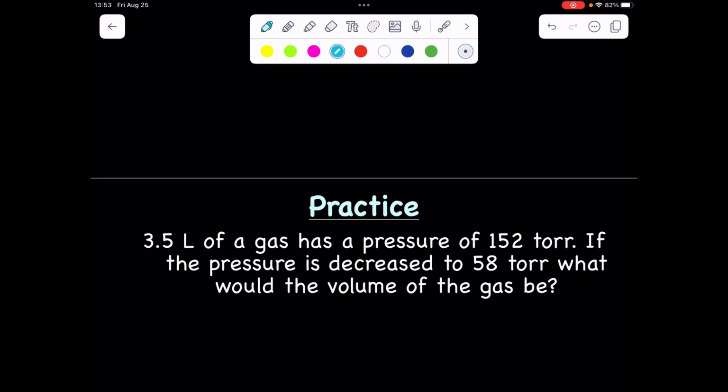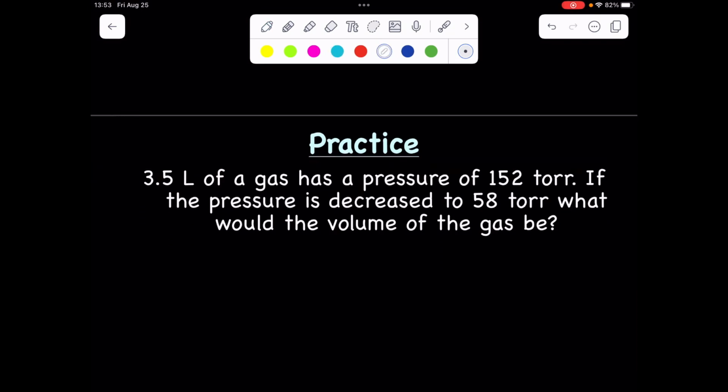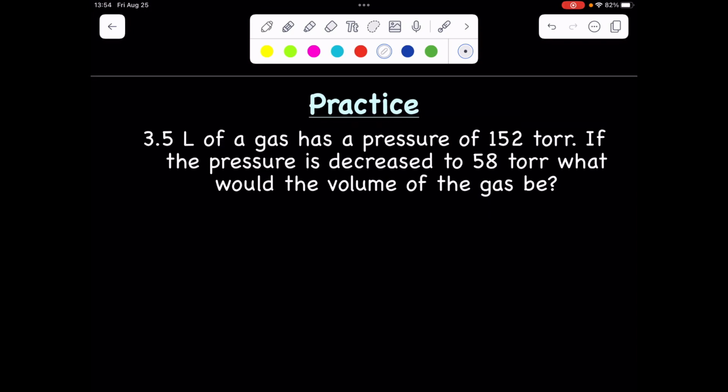You should be writing down this problem, by the way. So this time we have 3.5 liters of a gas that has a pressure of 152 torr. If the pressure is decreased to 58 torr, what would the volume of the gas be? So let's start by writing our simple gas law. We have P1 V1 over T1 equals P2 V2 over T2.